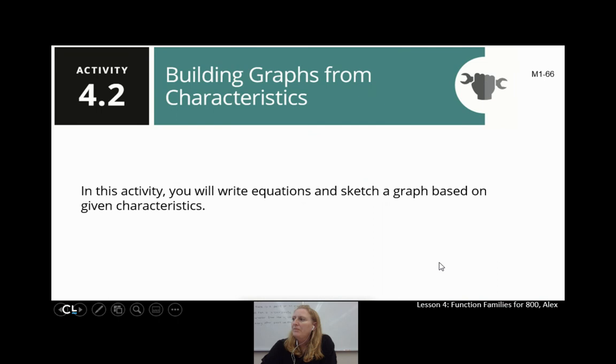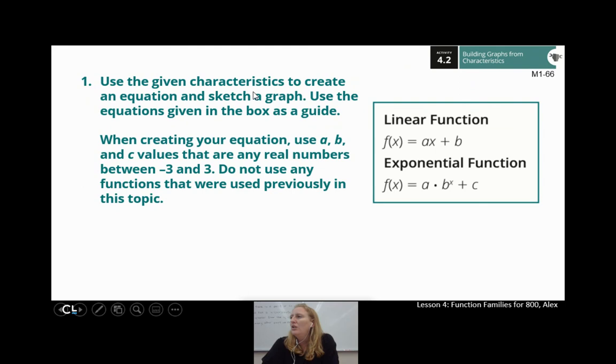We're going to shift gears a little bit though. Let's go to page 66. In this activity, you will write equations and sketch a graph based on the characteristics. So you're going to use the given characteristics to create an equation and sketch a graph, kind of like we did on the warm-up.